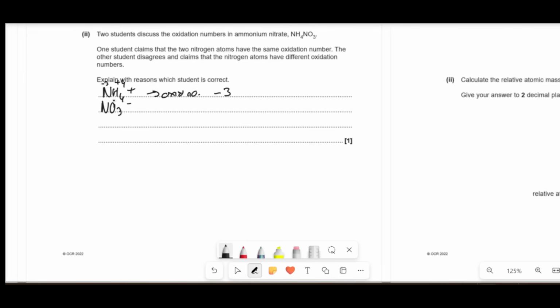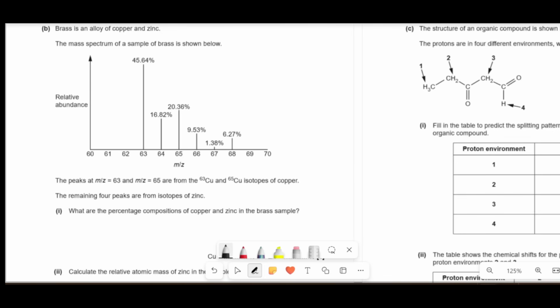And then over here, we've got 3 lots of -2, -6, so +5. So then its oxidation number is +5. So then the other student is correct. Which one said that they're different? So the other student. Now it says brass is an alloy of copper and zinc.